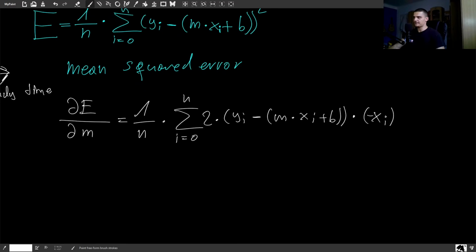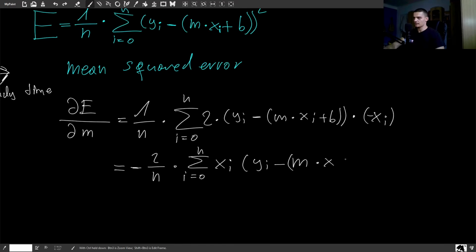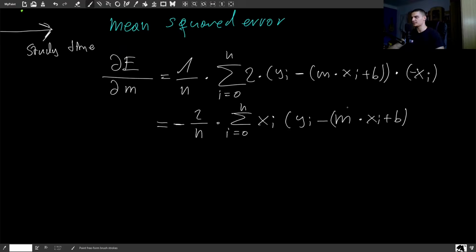And now we can simplify that by just extracting the 2 and the negative. So we can say, okay, this is nothing but minus 2 divided by n times the sum from i equals 0 up until n of x_i times (y_i minus (m times x_i plus b)). So that is the partial derivative with respect to m.